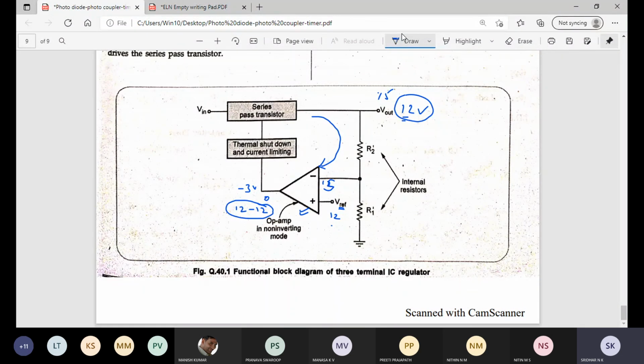Okay. So this is all about today's class. We have studied photodiode, we have studied LED, and we have studied photocoupler, which is a combination of LED and photodiode, and then we have studied IC voltage regulator. So by this we have completed module 1. For your internal point of view, you study whatever we have done. If you have any doubt, please ask from these topics right now. Okay.